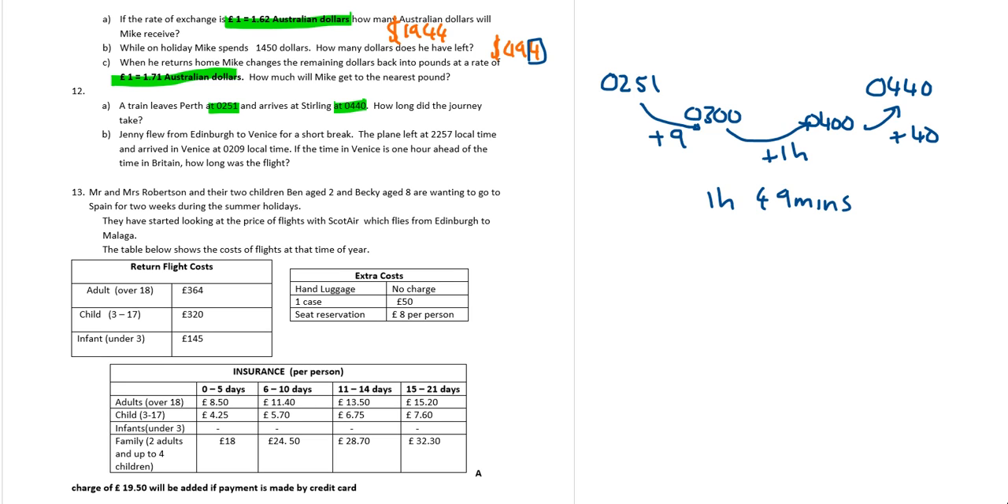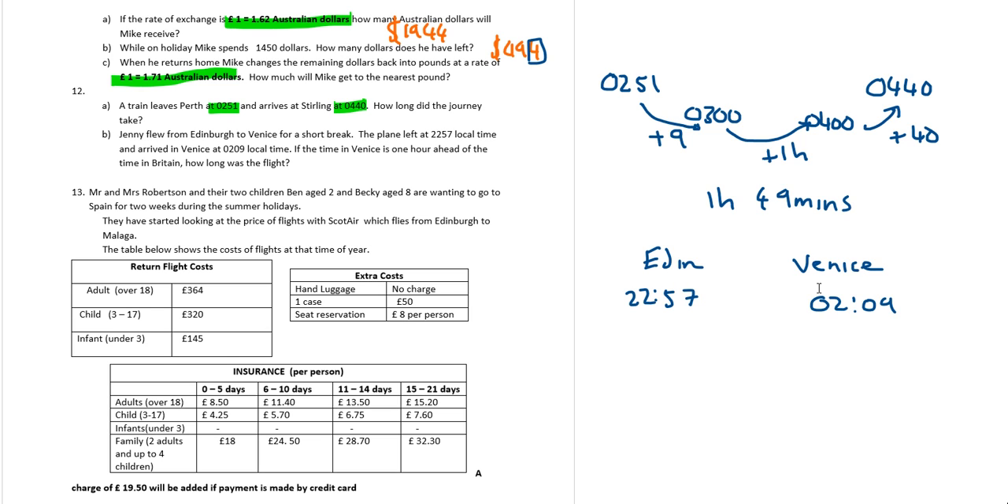There we go. The next one, we've got Jenny. Okay, Jenny's flown from Edinburgh to Venice. So I'm just going to write Edinburgh to Venice. So again, please get into the way of thinking about your working. The plane left at 22:57 Edinburgh time. And I arrived in Venice at 0209, and again, that's in Venice time. So the time in Venice is 1 hour ahead. How long is the flight?